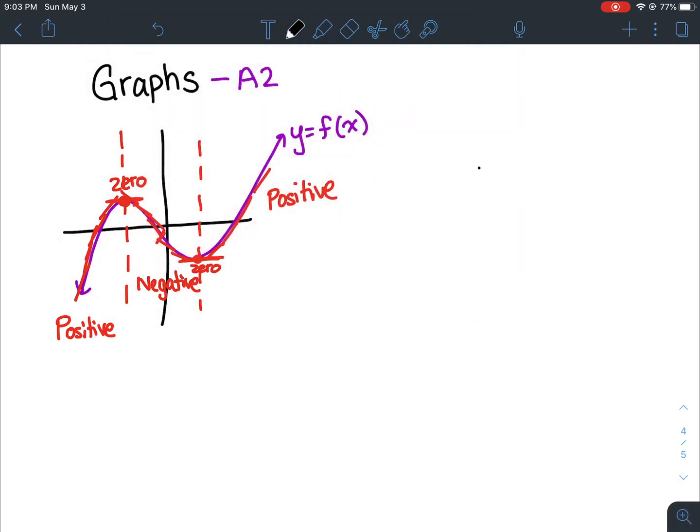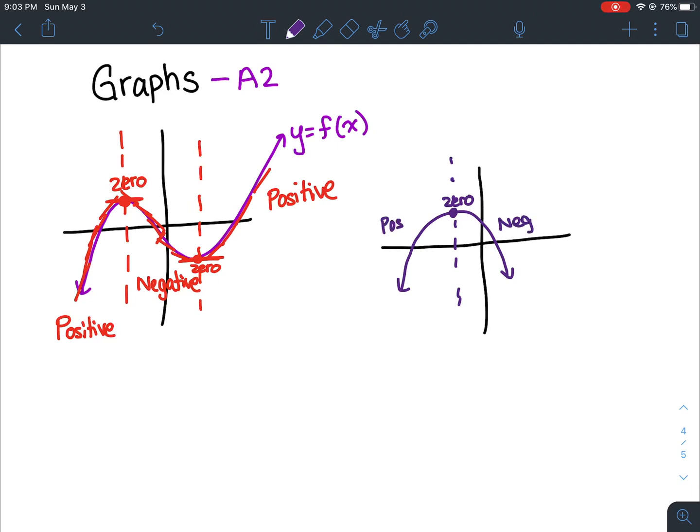You should be able to tell that from any function. You should be able to describe the intervals. So if you had a parabola, that's going to be your dividing line. This section right here is going to be 0. And then prior to it, it's going to have a positive rate of change. And then after that, it's going to have a negative rate of change. So you should be able to describe all the sections of a function and what their rates of change will be.